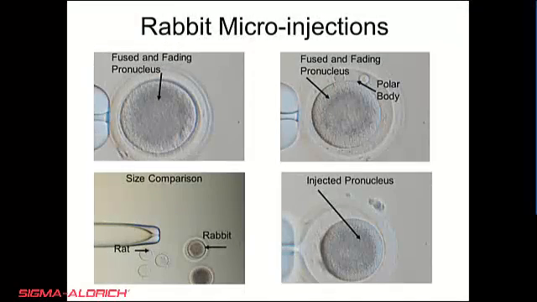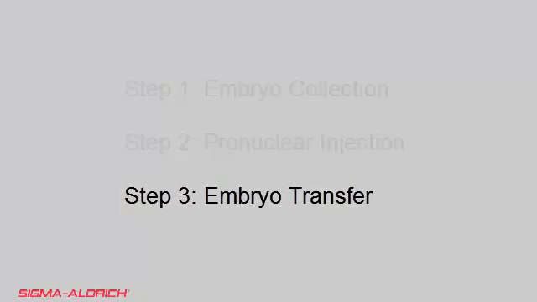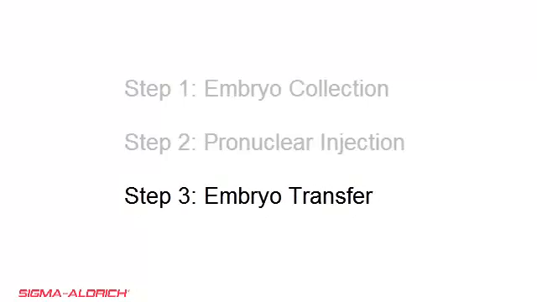Embryos can differ greatly across species, and while mouse and rat embryos have similar compositions and sizes, the rat embryo has tougher membranes. Rabbit embryos have much tougher membranes and are roughly 2.5 times larger in size compared to rat embryos. Step 3. Embryo transfer.